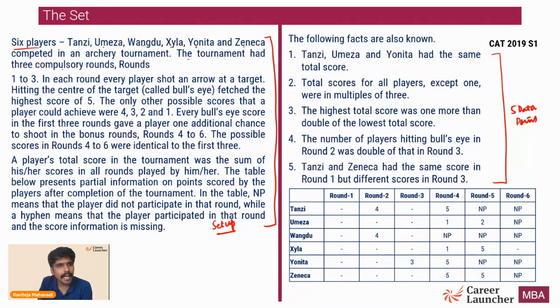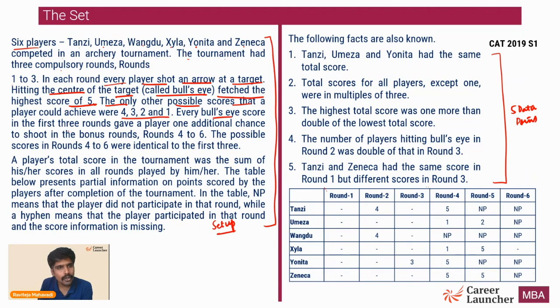The tournament had 3 compulsory rounds 1, 2, 3. So the first 3 rounds in the table, as you can see, are compulsory rounds. In each round, every player shot an arrow at a target. Hitting the center of the target is called hitting bullseye, and fetched the highest score of 5. So if you hit the center of the target, you'll get 5 marks. Otherwise, the other possible scores that one could achieve are 4, 3, 2 and 1. So the very good thing about this set is all the scores are integral. 5, 4, 3, 2 and 1 are the only 5 scores which are possible.